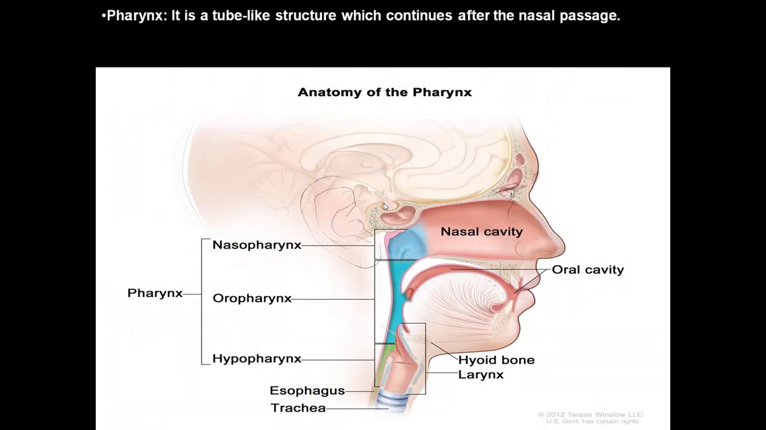The next is the pharynx. After the nasal cavity, the next route is the pharynx. It is a tube-like structure, as you can observe in this image. First is the nasal cavity, then comes the pharynx. It is a tube-like structure which continues after the nasal passage.